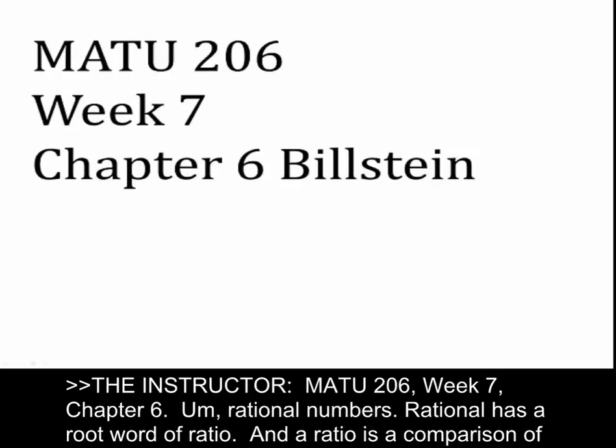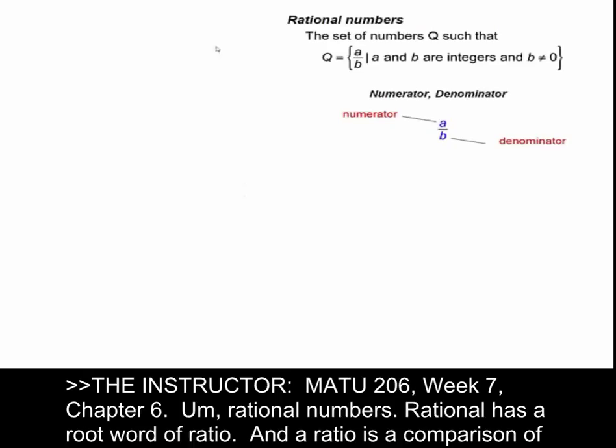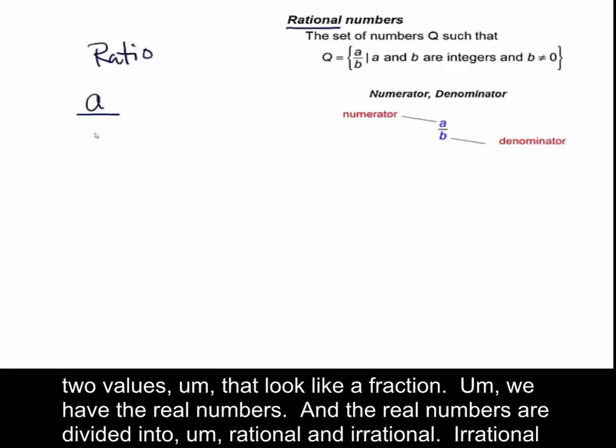MATU 206, Week 7, Chapter 6. Rational numbers. Rational has a root word of ratio, and a ratio is a comparison of two values that look like a fraction.